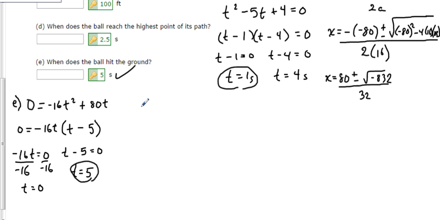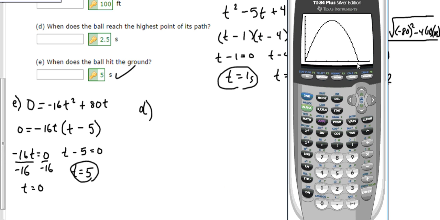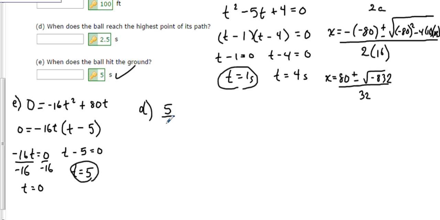Okay, now let's work back here to D. It says, when does the ball reach the highest point of its path? Now, we just spoke about this a little while ago. If this is 5 seconds, the ball, because of the symmetric shape, is going to be at its greatest height halfway through that. So I'm going to take 5 seconds and simply divide it by 2, and 5 divided by 2 is 2.5 seconds, and we can verify that's correct. So at 2.5 seconds, the ball is at its highest point.